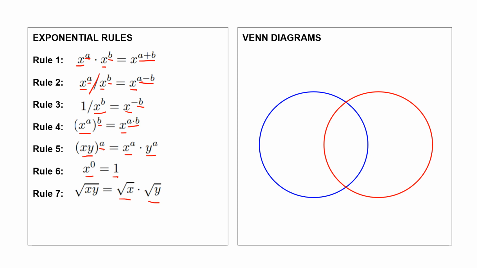Because this is the same thing as saying x, y, both raised to the 1/2 power. And we can refer to rule 5, and that's how we break it down. Okay, moving on to Venn diagrams.